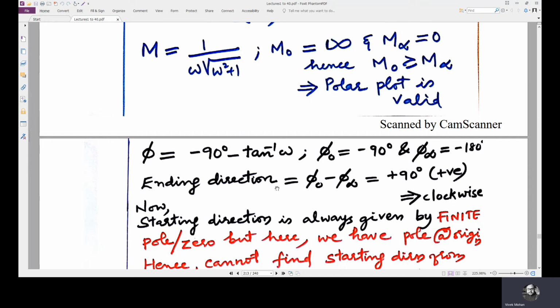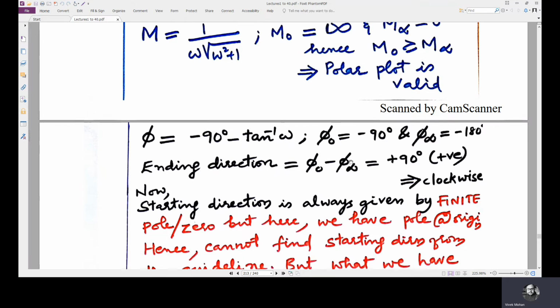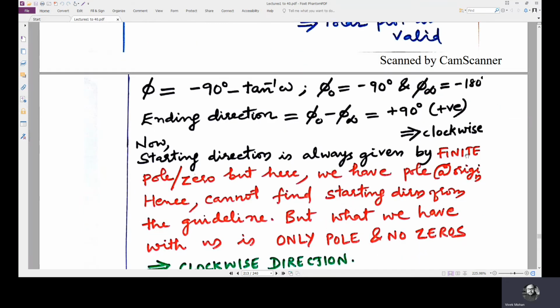Now to find the ending direction, we evaluate phi 0 minus phi infinity. That means minus 90 degree minus minus 180 degree, which is plus 90 degree, which is positive. So ending direction is clockwise. Now starting direction is always determined by finite poles or zeros, but here we have a pole at the origin. Hence, we cannot find the starting direction from the prescribed guideline, right?